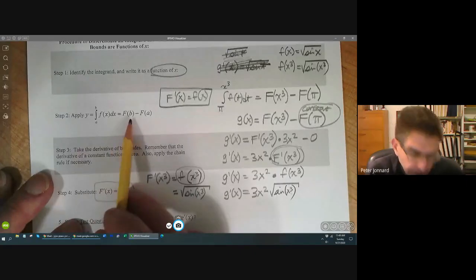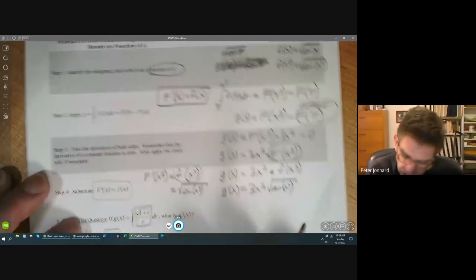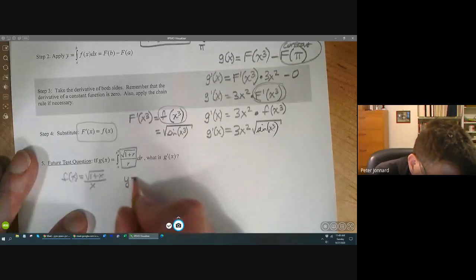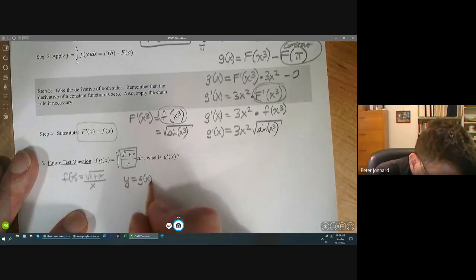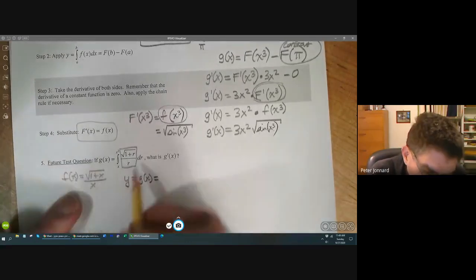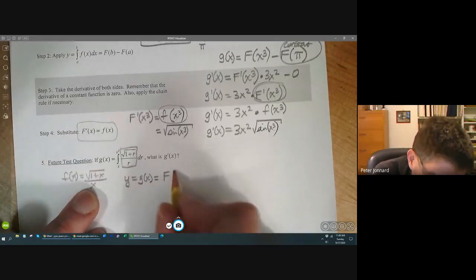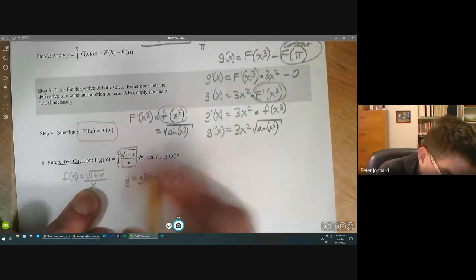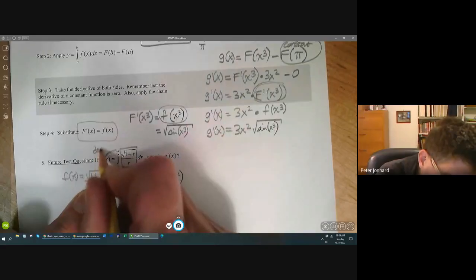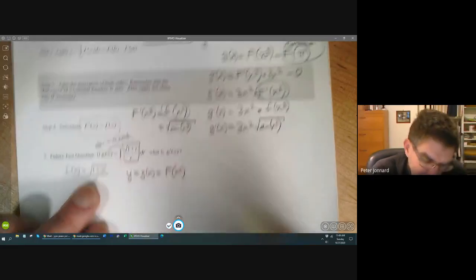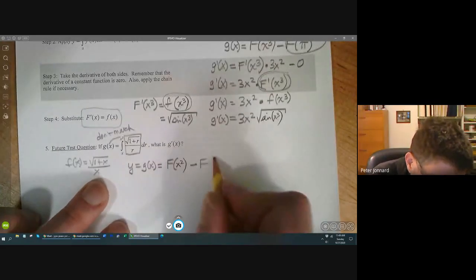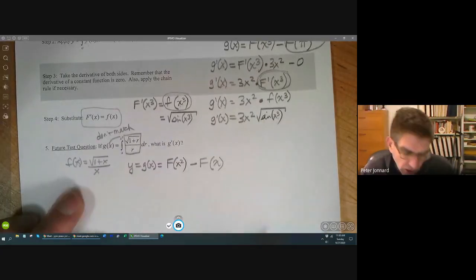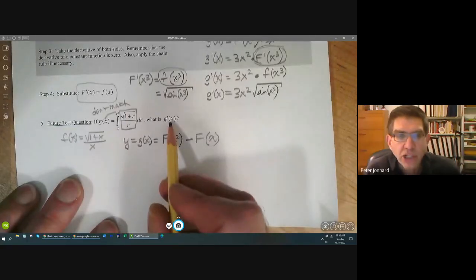Okay, step two, apply this rule here. F of b minus f of a, what we call y, is equal to this. So we're simply going to say y is equal to g of x, which is equal to this capital F of x squared, the upper bound. These do not match, okay, minus this capital F of x. And notice this is not a constant this time, okay? So there it is.